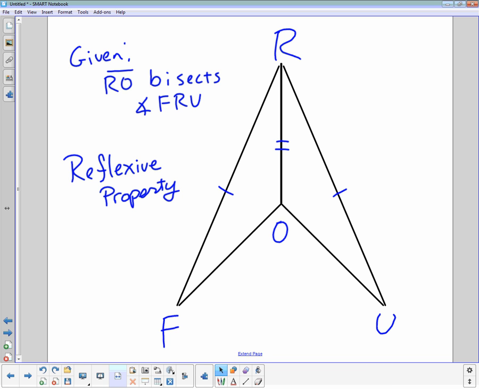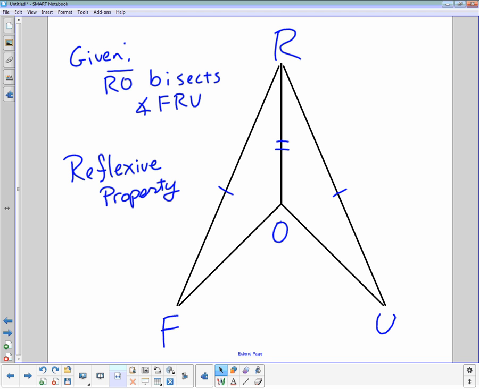The reflexive property says that if a piece is shared by two things, it's in them both, and they're still congruent to each other. We'll use the reflexive property for sides, like this, where they're shared. And sometimes we'll use it for angles, too, and we'll talk about those. So that's great. We added a tick mark. The left-hand triangle has a double tick mark, and the right-hand triangle has a double tick mark. Both triangles have that same piece.